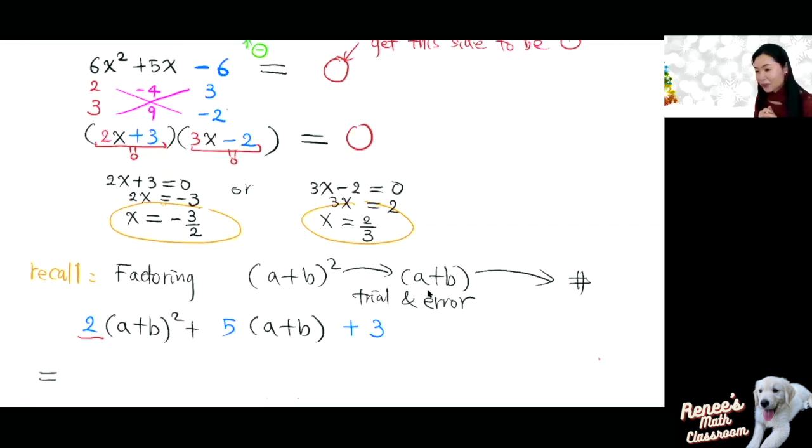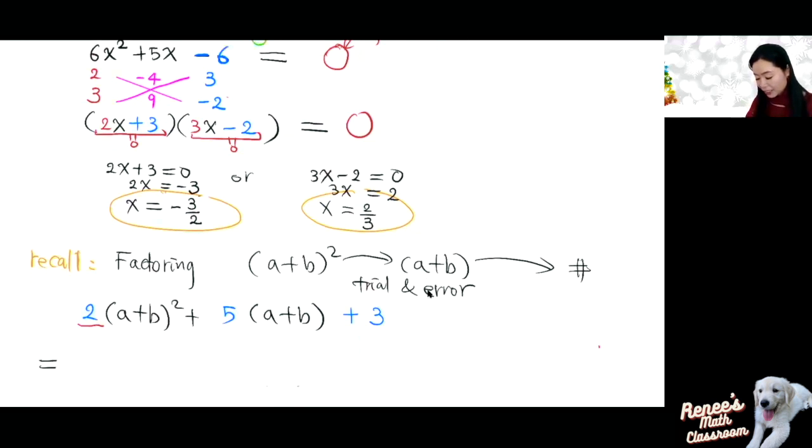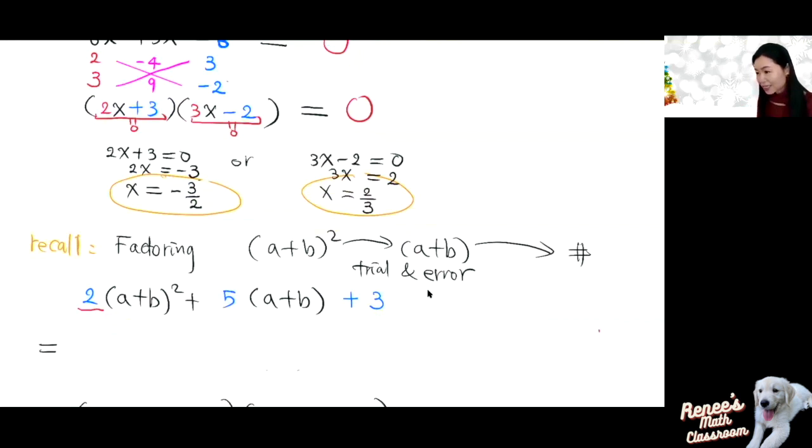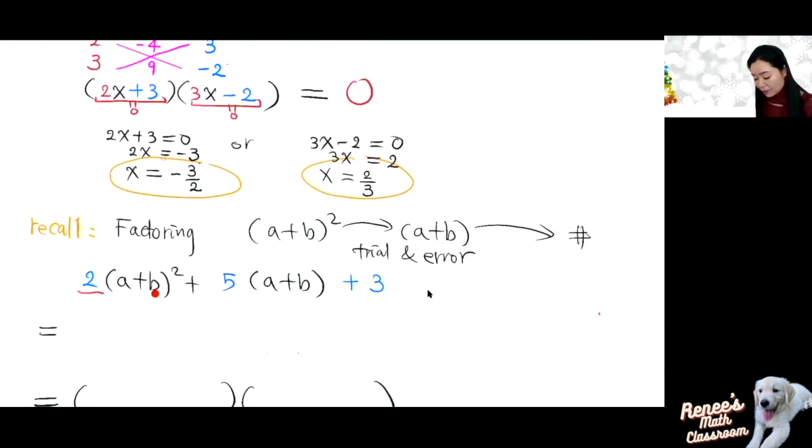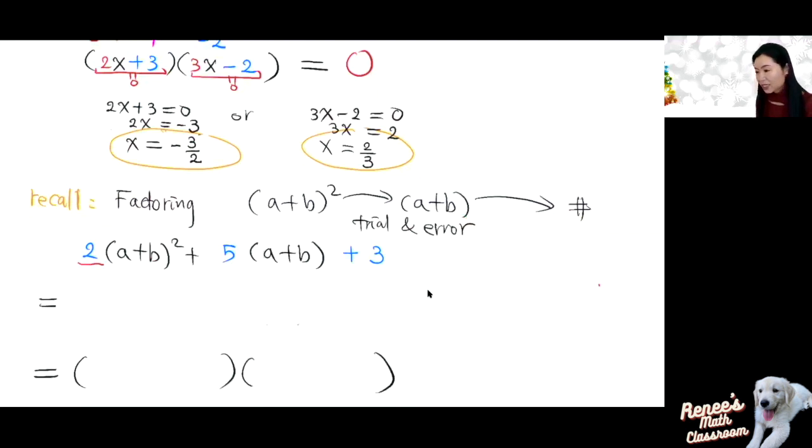Now we do something more challenging, okay? Do you guys remember how we factor this trinomial? This one here is in the form of (a + b) squared, and then (a + b), and then a number, right? For this trinomial, what kind of method do we use to factor? You can try and error again, okay? So we can use try and error. I already put it down here. Let's try and error over here, okay?